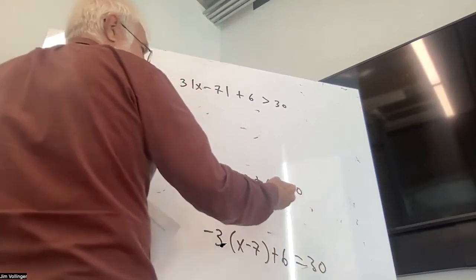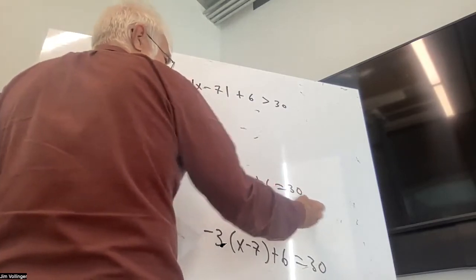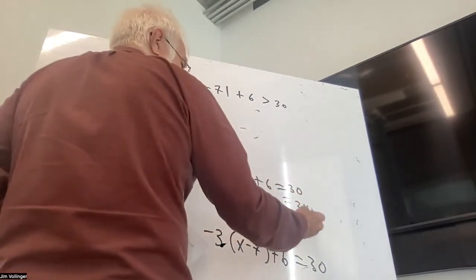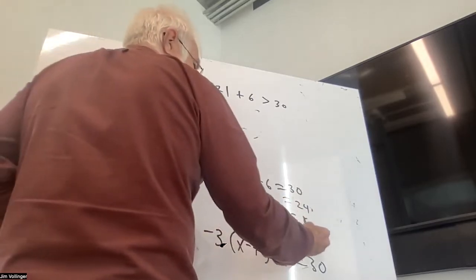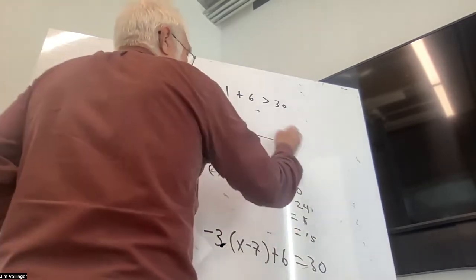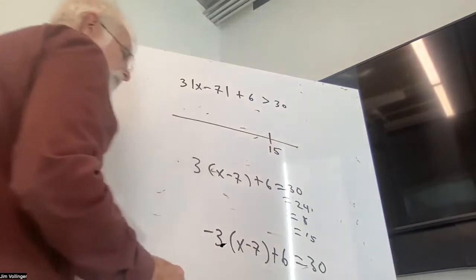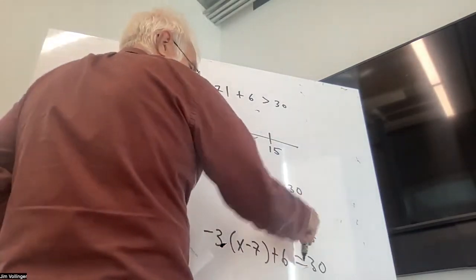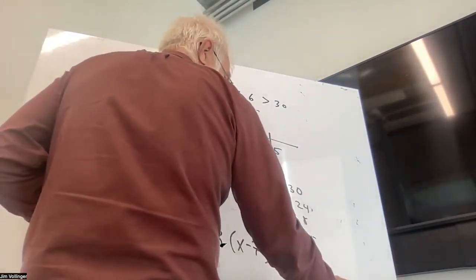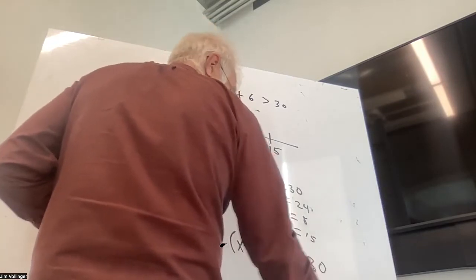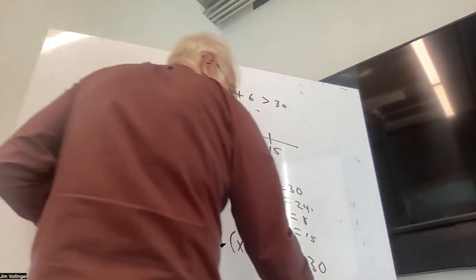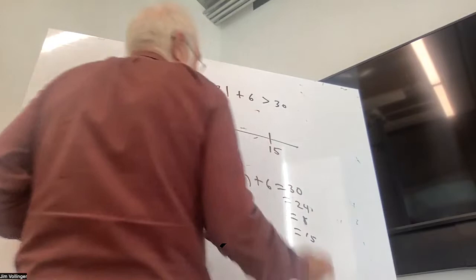So what do we have here? We got subtract 6, so 24. Divide by 3, so 8. Add 7, 15. So 15 is a very critical number. Down here, we're going to probably get negative 8. So we got 24 divided by negative 3 is negative 8. Negative 8 plus 7 is negative 1.